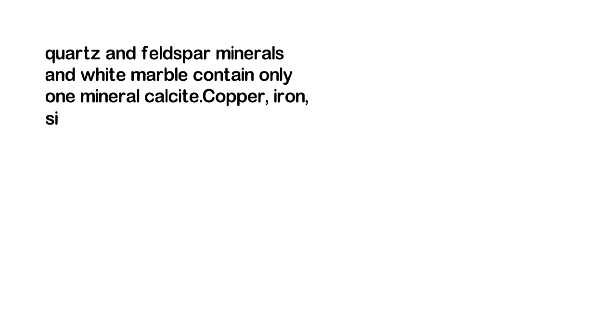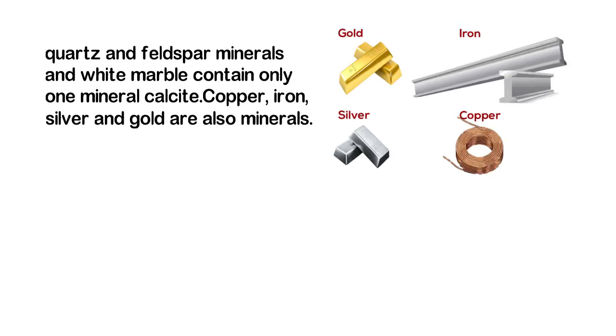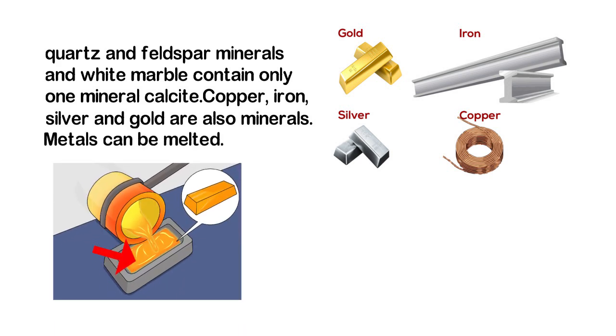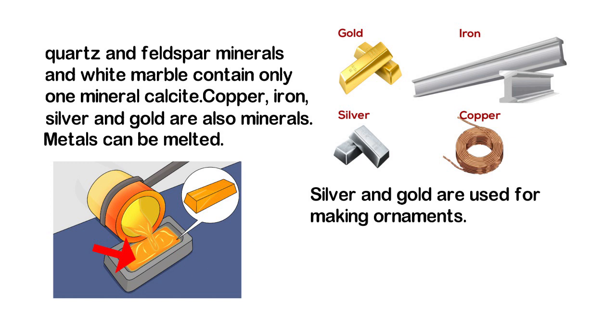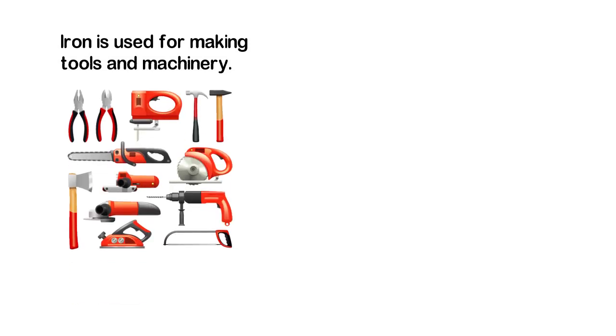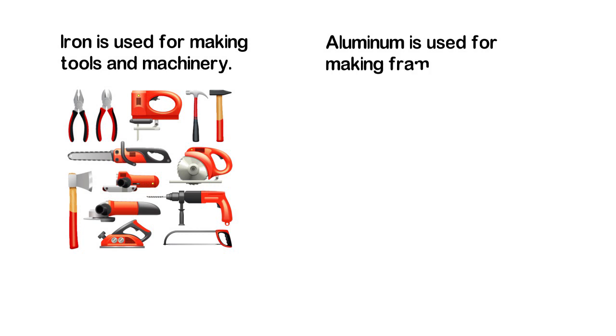Copper, iron, silver and gold are also minerals. Metals can be melted. Silver and gold are used for making ornaments. Iron is used for making tools and machinery. Aluminium is used for making frames and pots.